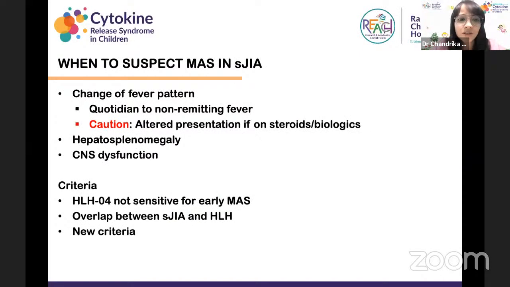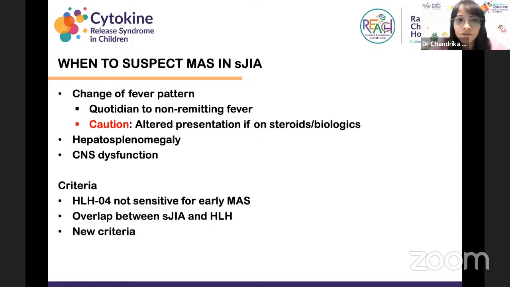So when do we suspect MAS in children with systemic onset JIA? This can be quite challenging because of the degree of overlap between systemic onset JIA and MAS, but some of the key features that we feel are helpful is a change of fever pattern. So normally in systemic onset JIA, we talk of a classical quotidian pattern, but if this changes and these children start developing persistent high-grade fevers, looking unwell even in between fever spikes, then please do think of macrophage activation syndrome, and the other thing obviously would be an intercurrent infection.